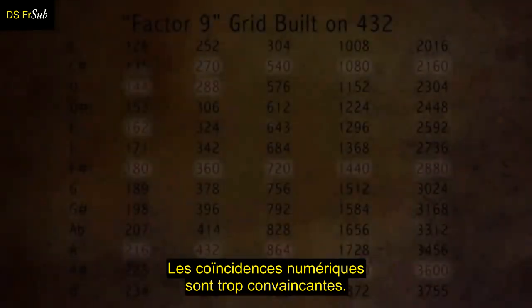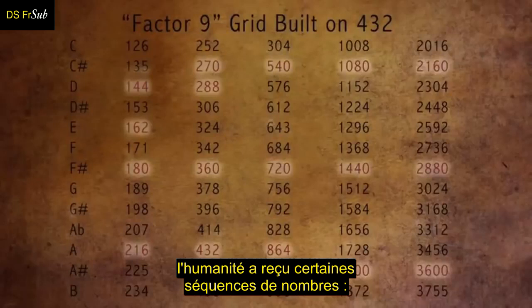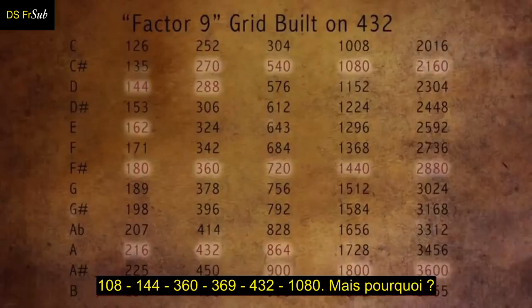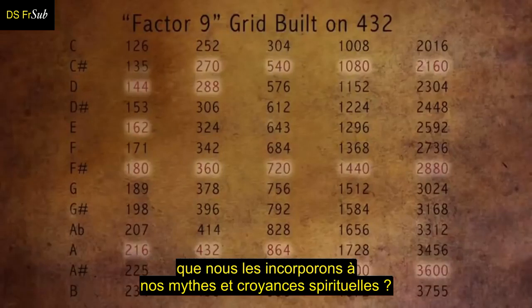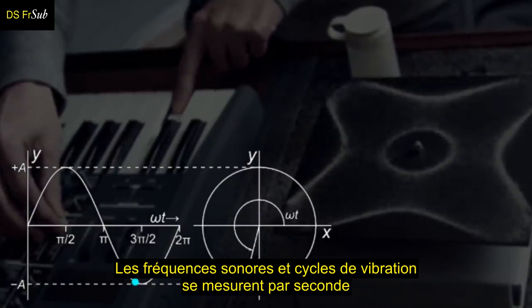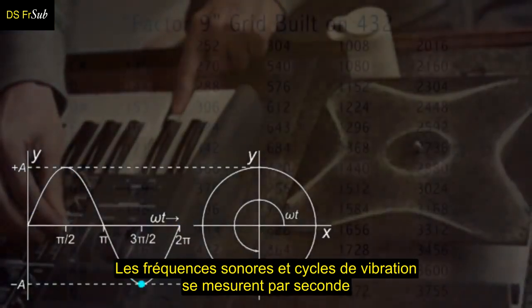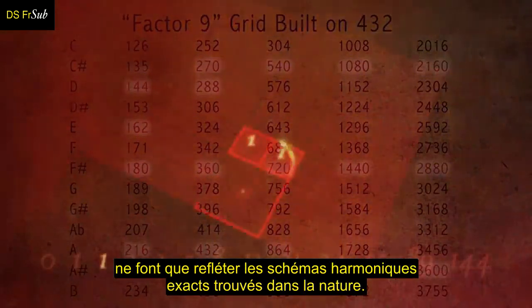The numerical coincidences are too compelling. All over the world and for thousands of years, humanity has received certain number sequences: 108, 144, 360, 369, 432, 1080. But why? What is it about these numbers that jars something so deep within us that we incorporate them into our myths and spiritual beliefs? The answer could be in frequency harmonics. We measure sound frequencies and vibration cycles per second, and the numbers listed above, when played as frequencies, just happen to mirror the exact harmonic patterns found in nature.